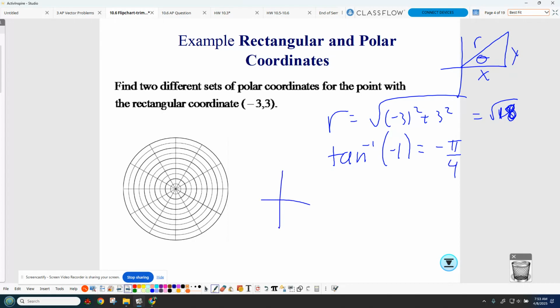Did I get the angle in the right place? Zach, what's wrong with it? How do I fix it? What's that angle if my calculator is telling me negative pi over 4? It's 3 pi over 4. 3 pi over 4 is the real angle. So as a polar coordinate, it's radius, comma, angle.